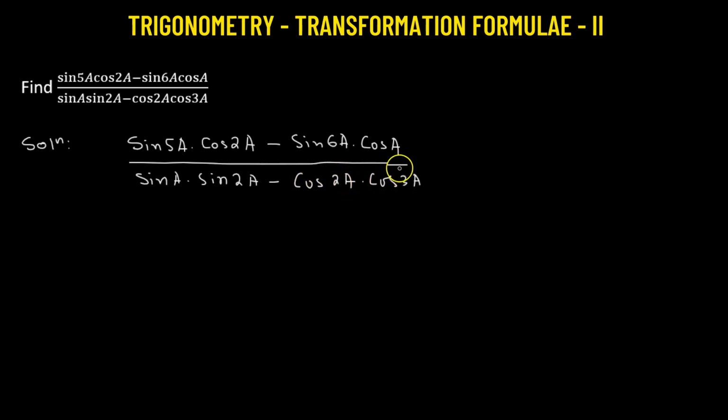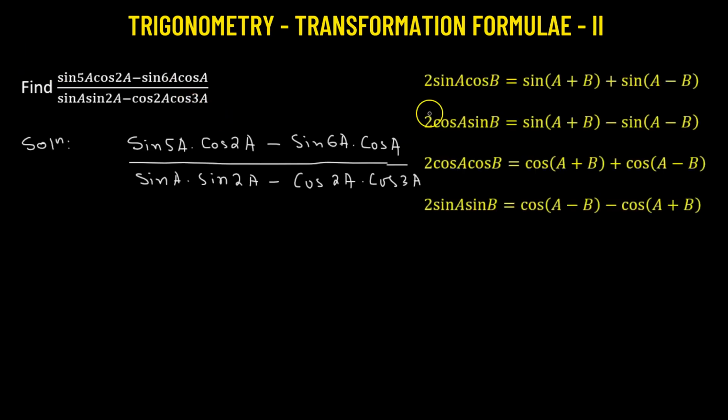So what we'll do here is, since we have the product of two trig functions, we'll use the transformation formula, which is going to transform each product to its corresponding sum or difference of trigonometric functions. So let's state the transformation formulas that we will be using here. These are the four transformation formulas.